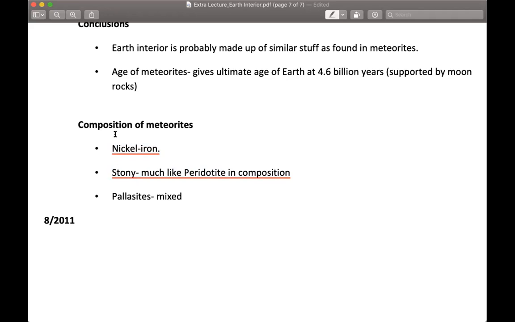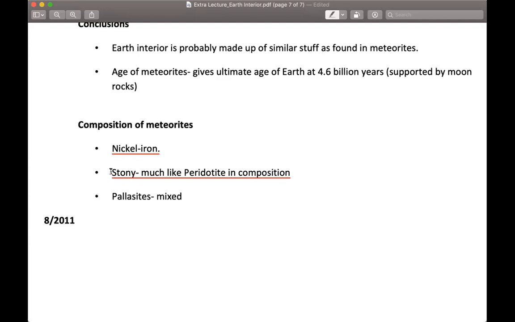But the meteorites are not remelted yet. Therefore, they have this composition, right? Some meteorites are entirely nickel and iron, so these are called iron meteorites. And the other ones could be rocky type, that is stony type, mostly peridotite, olivine rich composition, right?